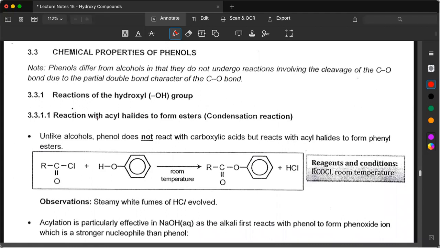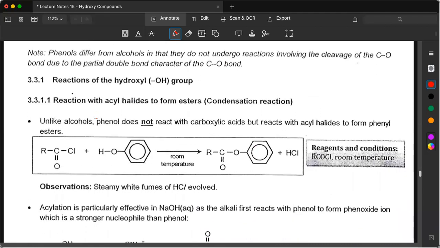Now, the hydroxyl group in phenol reacts with acyl halides to form ester. So, unlike alcohol, phenol does not react with carboxylic acid, but it does react with acyl halides to form phenyl ester. So this Cl is cut off, then this is cut off to form the HCl.